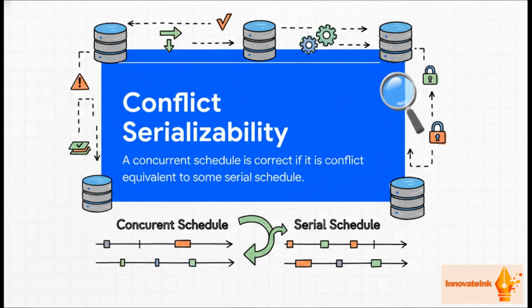So how do we know if a messy concurrent schedule is actually safe? Well, there's a test for that. It's called conflict serializability. And the core idea is this. A concurrent schedule is correct if you can prove it produces the exact same result as some serial schedule. If you could have gotten the same outcome by running the transactions one after another, then you're good to go.